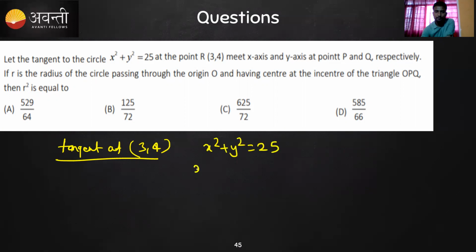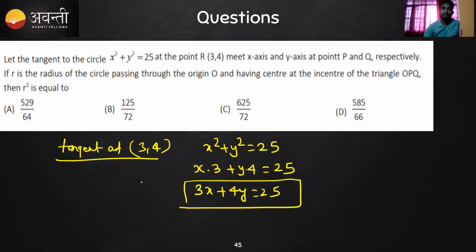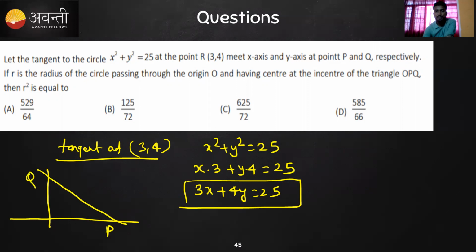So already it is x square plus y square is equal to 25. So what we can write? We can write x into 3 plus y into 4 is equal to 25. So it is 3x plus 4y is equal to 25. We have this tangent equation. And it is meeting the x axis and y axis at points P and Q. It means if suppose this is the tangent, it is meeting the x axis at point P and the y axis at point Q.